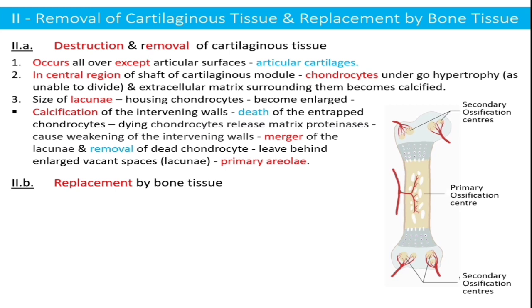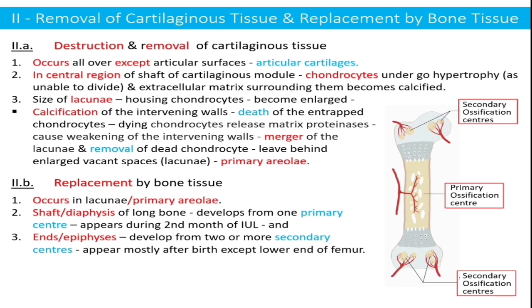The second step involves replacement by the bone tissue. It occurs in the spaces or the primary areolae. The shaft or diaphysis of a long bone develops from one primary center which appears during the second month of intrauterine life, and the ends or epiphyses develop from two or more secondary centers which appear mostly after birth except for the lower end of the femur. The process of bone formation or ossification is as follows.